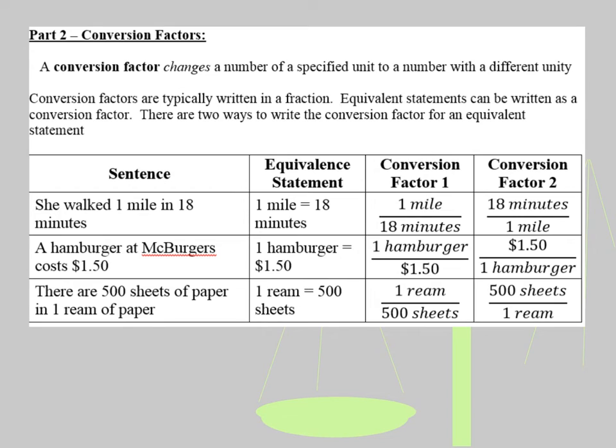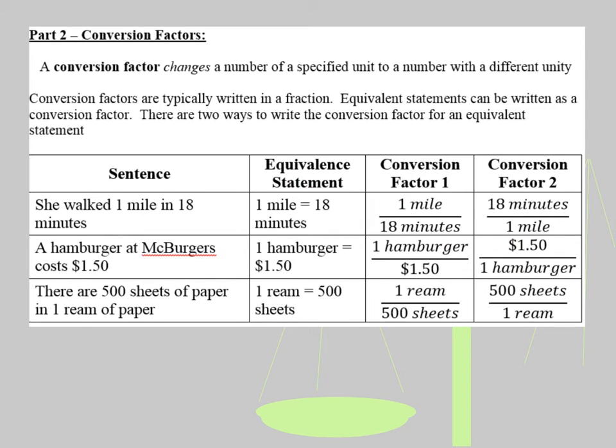Okay, now we're off to part 2, writing conversion factors from these equivalent statements. Okay, if you notice in this, my equivalent statement is written as 1 mile equals 18 minutes. I can actually write it in 2 types of fractions. Okay, I can write either 1 mile divided by 18 minutes, or I can write 18 minutes divided by 1 mile. Okay, similarly for 1 hamburger equals $1.50, I can have 1 hamburger over $1.50, or I can put $1.50 divided by hamburger.